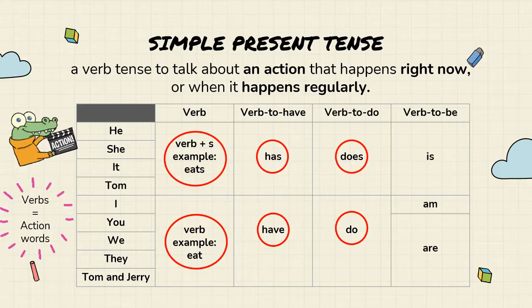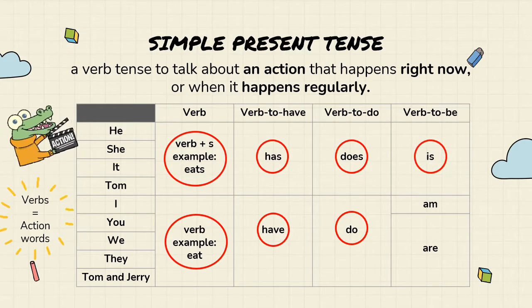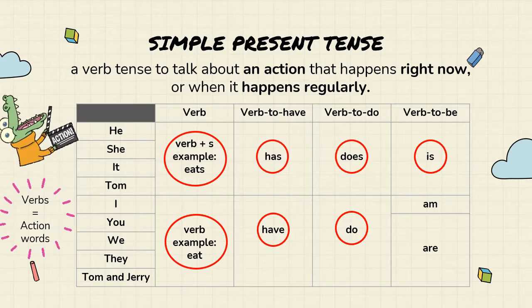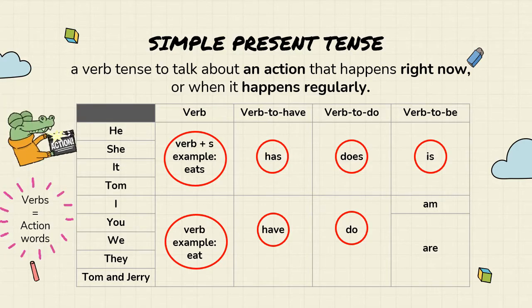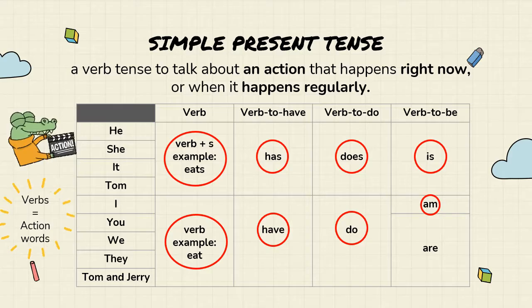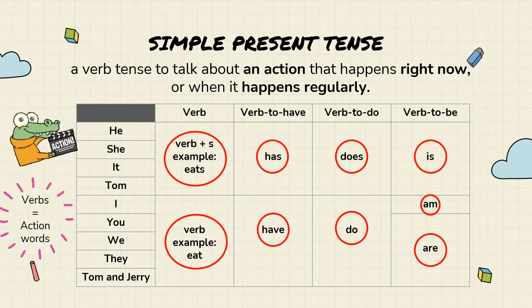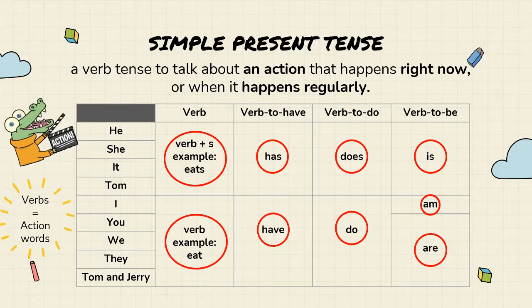And the last one, we have verb to be. He is, she is, it is, Tom is. This one is different. I am. Always remember, I am. And the last one, are. You are, we are, they are, Tom and Jerry are.